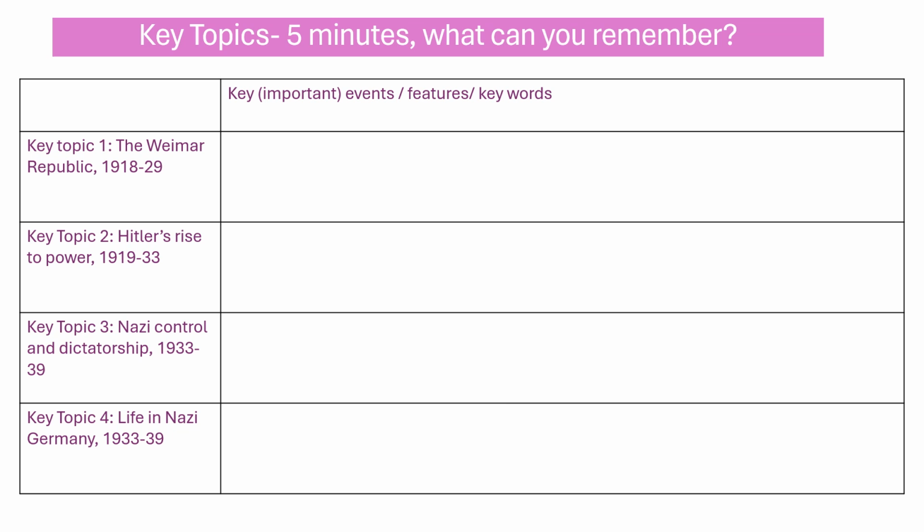So what I would like you to do is to write down as many keywords, events, dates, names that you can think of that would come under each key topic from your revision. I want you to do it without looking back and without looking at your revision guide, so just put it all down. Pause the video for 2 minutes and have a go. Off you go.